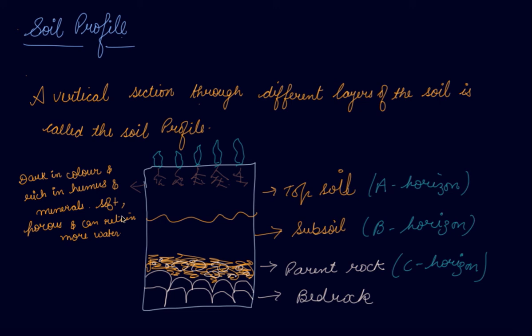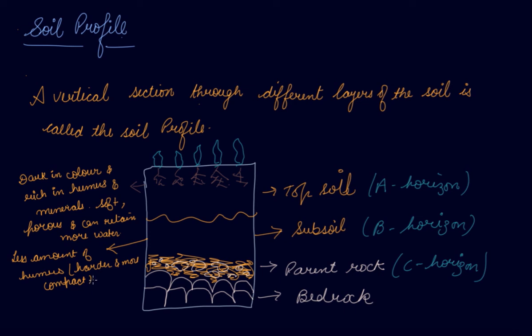The next layer has a lesser amount of humus. Now this subsoil has less humus but more minerals. This layer is generally harder and more compact. It is harder and more compact. Now this is called your B horizon or the subsoil.